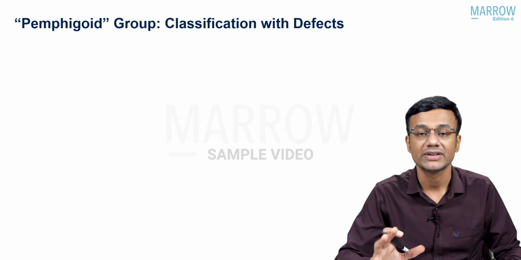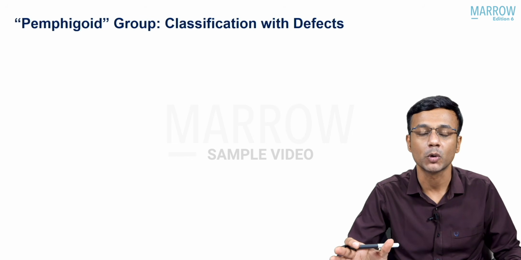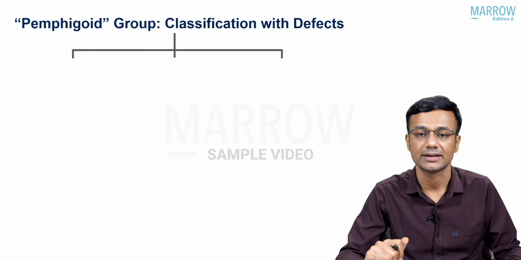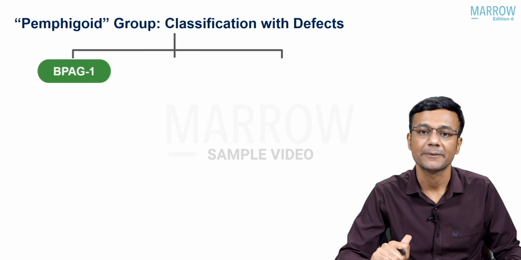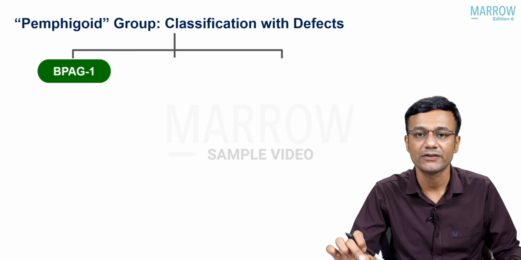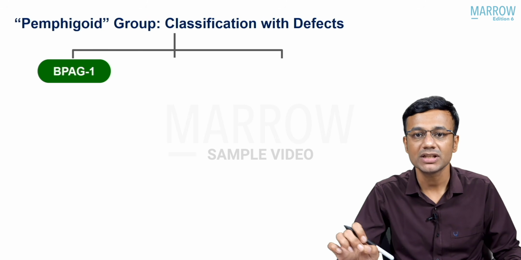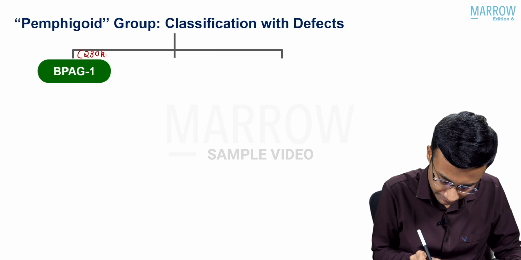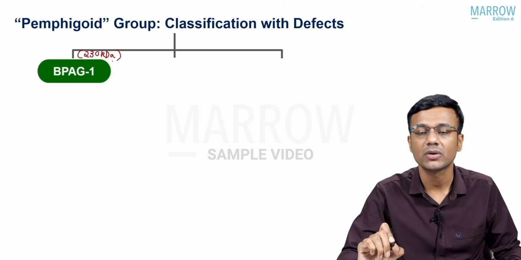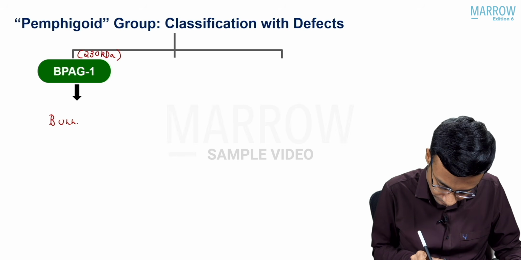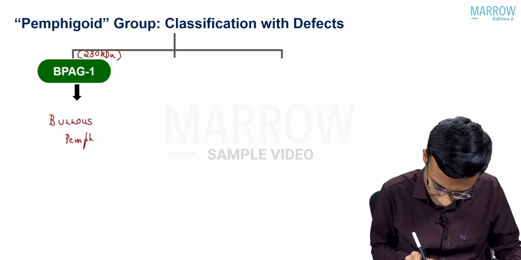So let us now start with the classification of the Pemphigoid group with the different defects. Out of the antigens which we have just listed, let's take up number 1, BPAG1. BPAG stands for Bullous Pemphigoid antigen number 1, and it has a molecular weight of 230 kilodaltons. And it is involved in which condition? Bullous pemphigoid.